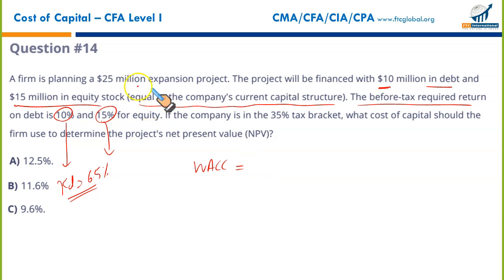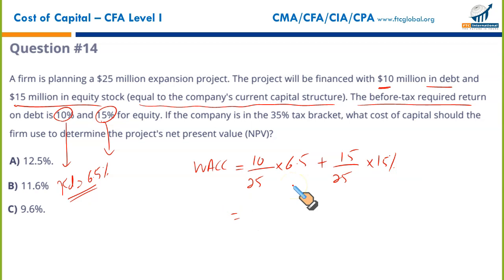Instead of just converting these amounts into percentage, you can do it directly. 10 is needed from debt out of total 25. 10 by 25 multiplied by the cost of debt 6.5. 15 would come from equity out of the total funding needed 25, times 15. Khalas, simple. No need to convert into percentages.